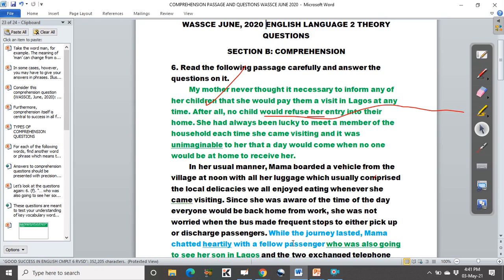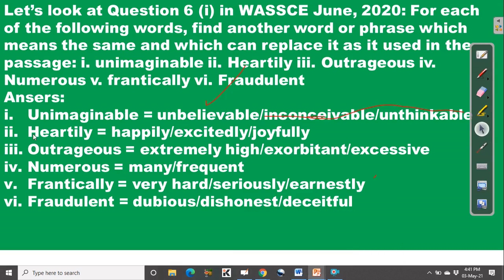All right, so that's really what it means. Okay, so let's go back. Heartily can be happily, excitedly, or joyfully. Again, you just have to pick one and then you strike out the other. Don't use different options because that is not acceptable.